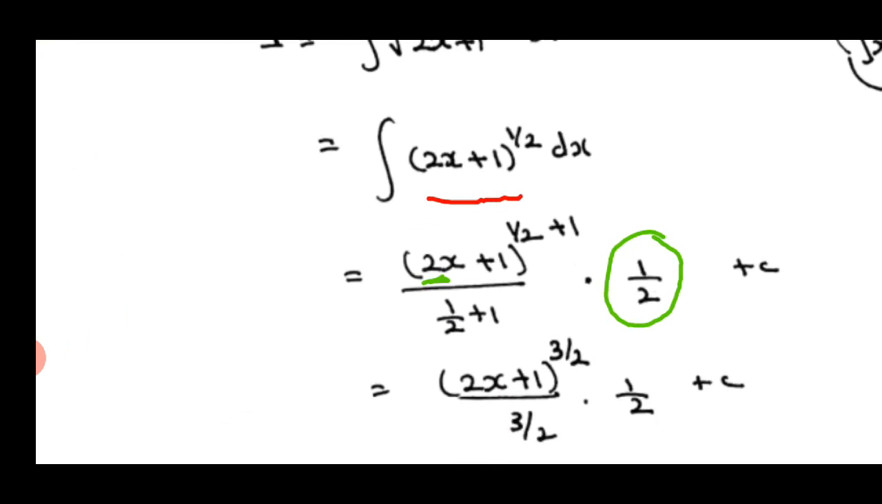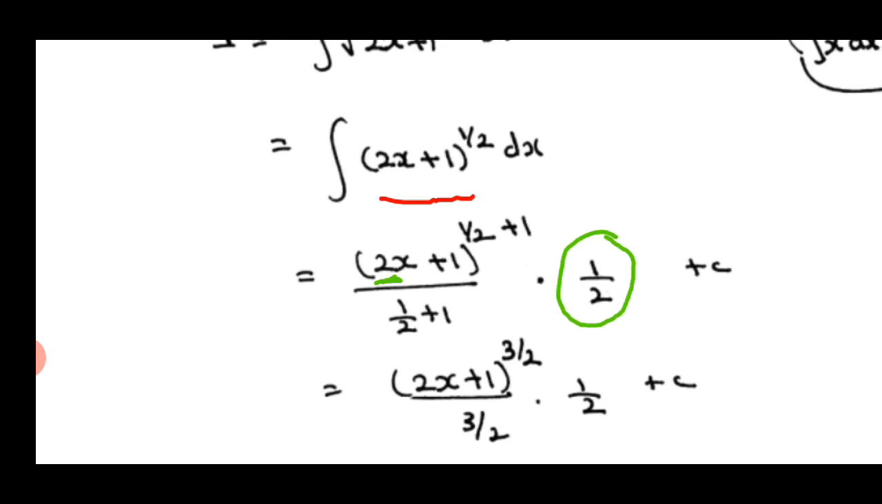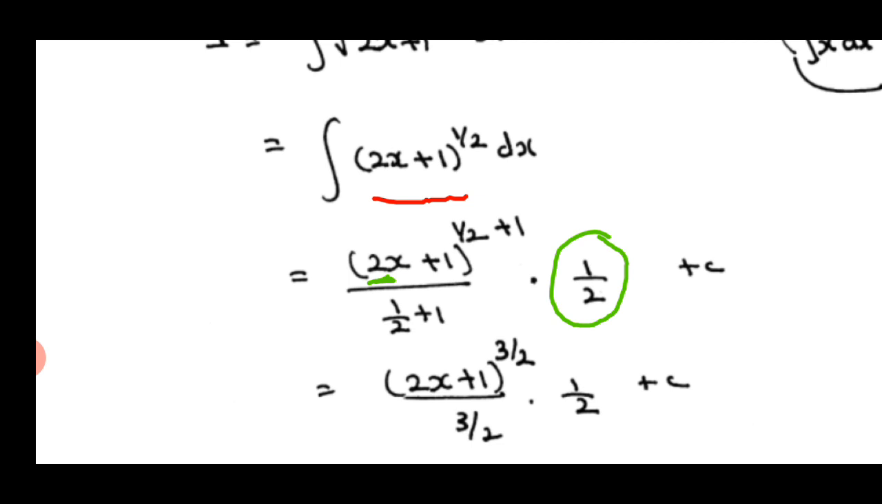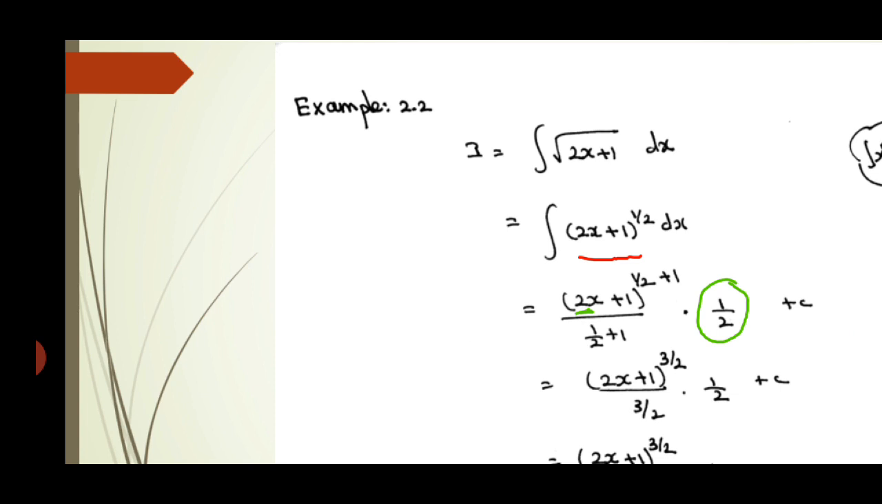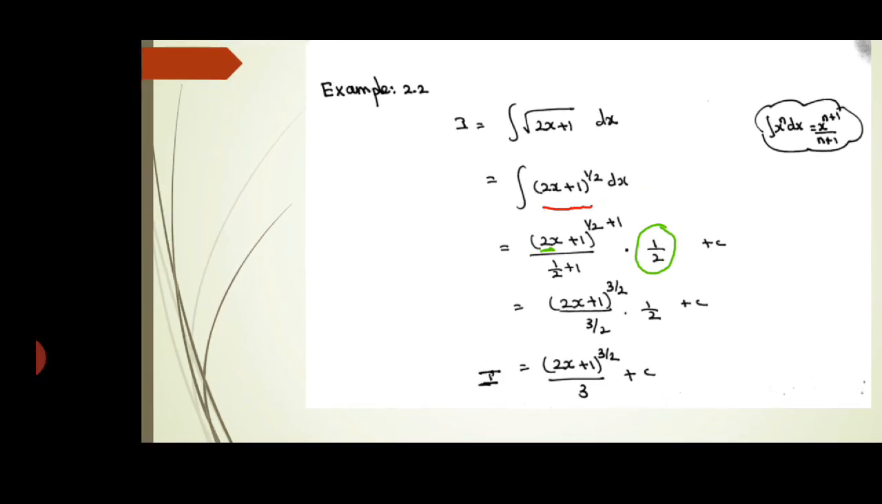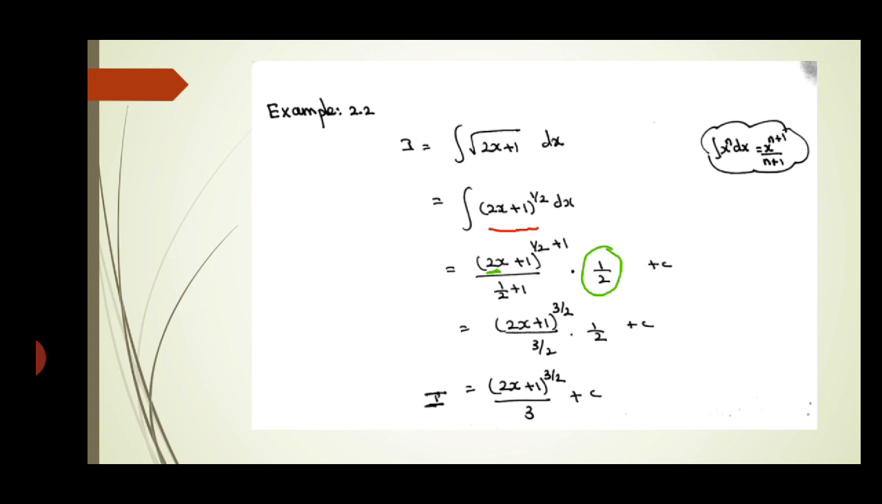So (2x plus 1) the whole power (1 by 2 plus 1) by (1 by 2 plus 1) into 1 by 2. Why are we multiplying into 1 by 2? Because the coefficient of x is 2. So at last we have to do this thing, 1 by 2 we have to put. Suppose if the coefficient of x is 7, at last we have to multiply 1 by 7. Right. So this is done. And by simplifying we get (2x plus 1) the whole power 3 by 2 by 3 by 2 into 1 by 2. And further simplification we get I equal to (2x plus 1) the whole power 3 by 2 by 3 plus c.